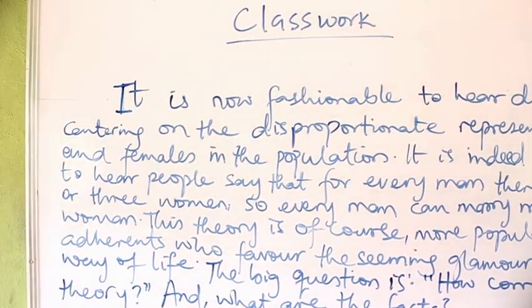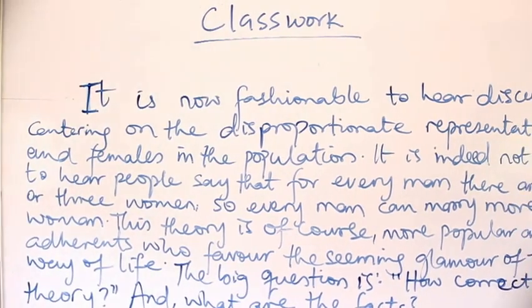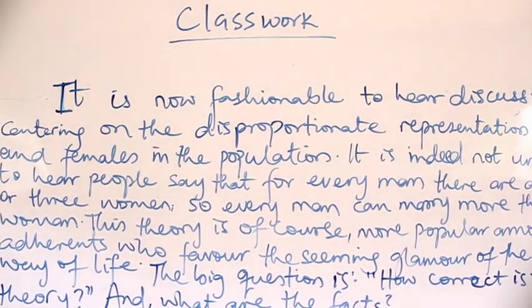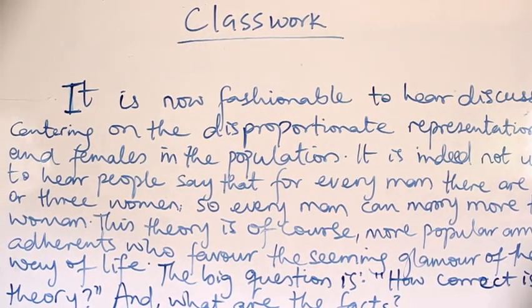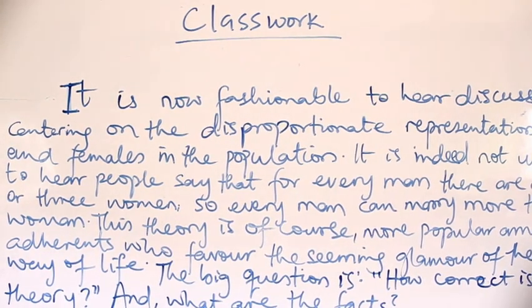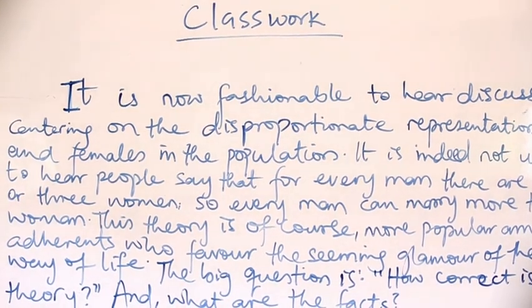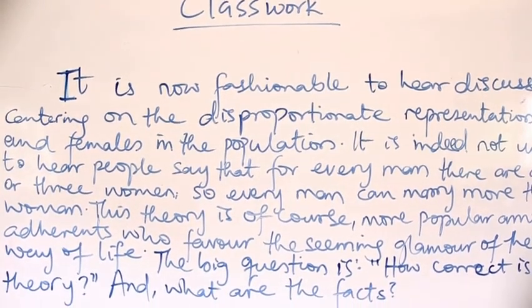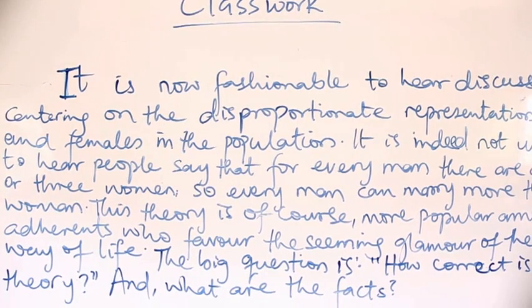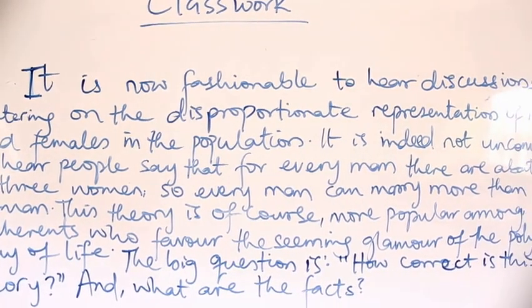It is now fashionable to hear discussions centering on the disproportionate representation of males and females in the population. It is indeed not uncommon to hear people say that for every man there are about 2 or 3 women, so every man can marry more than one woman. This theory is, of course, more popular among adherents who favor the seeming glamour of the polygamous way of life. The big question is, how correct is this theory, and what are the facts?